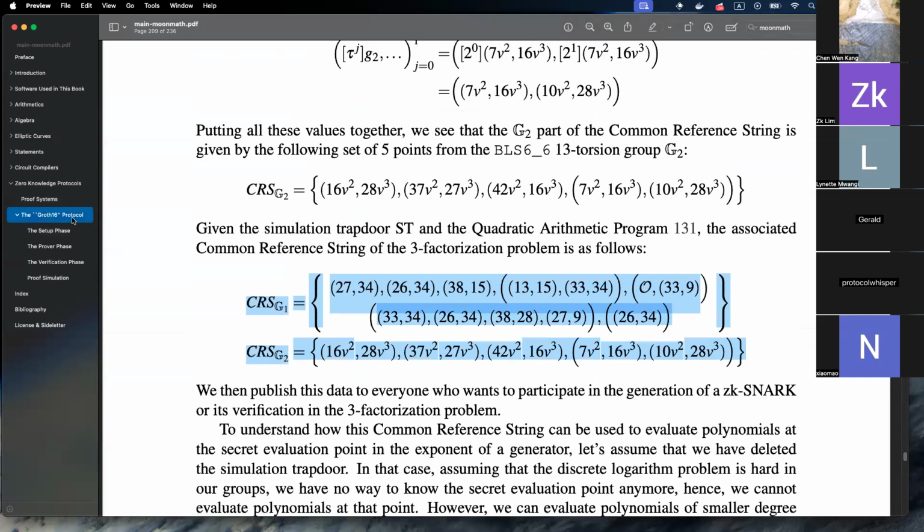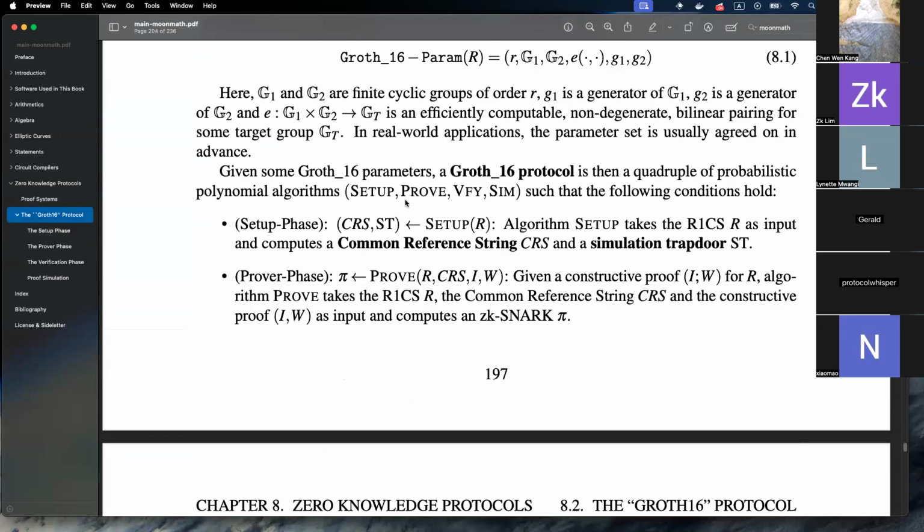So what I'm talking about is essentially, let me just show you. So in each phase, okay, let's go through this. Setup phase requires an R1CS, and you generate a CRS and a simulation trapdoor. Again, these usually are not really used in production.